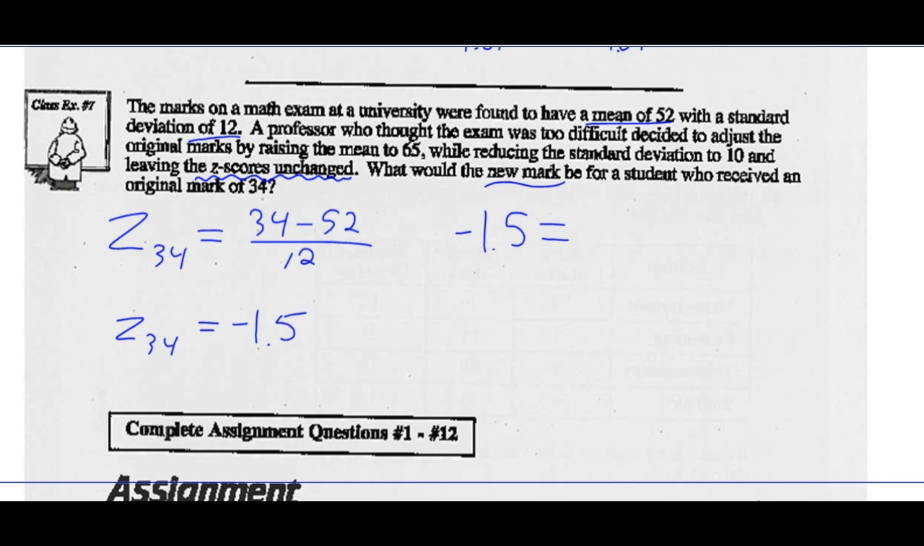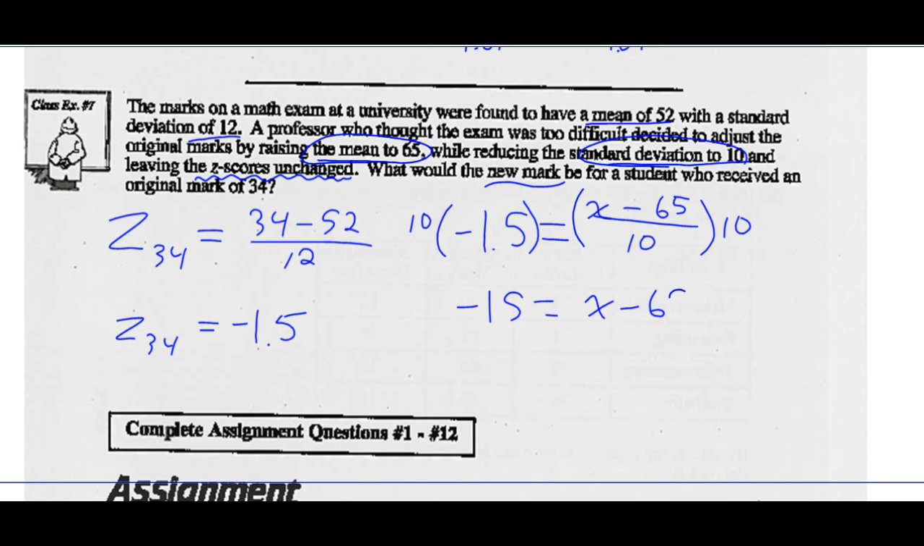But I'm going to figure out what the new mark would be. So I don't know what x is, but the new mean is 65, and the new standard deviation is 10. So I should be able to solve for x now, and that'll tell us his new mark. So that's being divided by 10. I want to multiply both sides by 10. So negative 15 equals x minus 65. I'm now going to add 65 to both sides. So his new mark is 50.